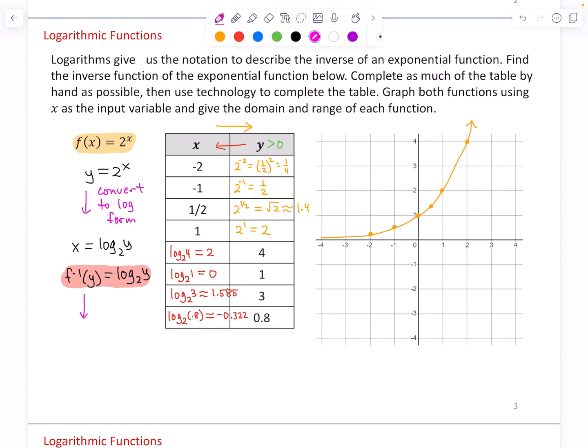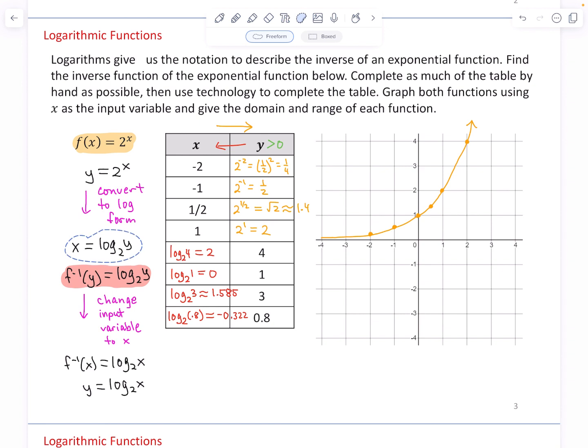Now I'm going to do something I don't normally recommend, and that is I'm going to rewrite the inverse function in terms of x by simply changing the input variable back to x. So this would read f inverse of x is equal to log base 2 of x. Furthermore, if I assume the output of this is now a y-coordinate, I get this statement, y equals log base 2 of x, which is the same thing as this statement here, but the x and y have been switched. This gives me a new class of function that I can talk about graphing, where the x-axis is the horizontal axis and the y-axis is the vertical axis.